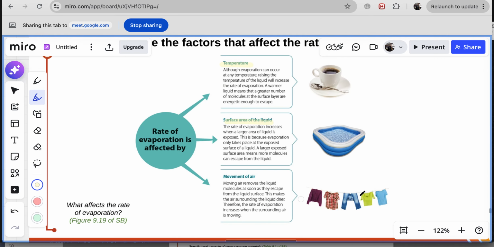Then air movement. You'll be surprised: you dry clothes outside, there's no sun, the clothes still get dry. So when there's air movement, it's easy for evaporation to take place. Moving air removes the liquid molecules as soon as they escape from the liquid surface. So these are the three most important factors that affect the rate of evaporation: temperature, surface area, and air movement.